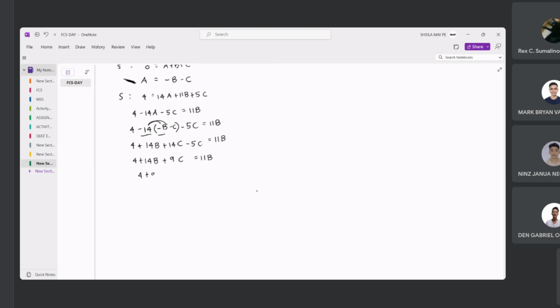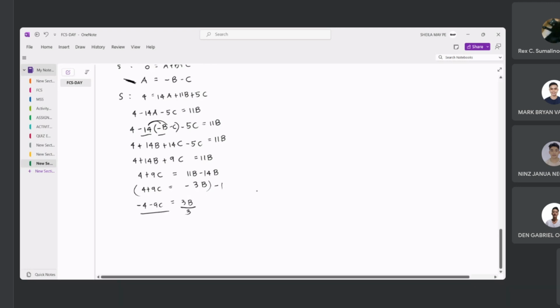So 4 plus 9C equal to 11B minus 14B. So 4 plus 9C equals negative 3B. Okay? And we cannot have a negative variable. So let's just multiply the whole equation by negative 1. So that would become negative 4 minus 9C, which is 3B.